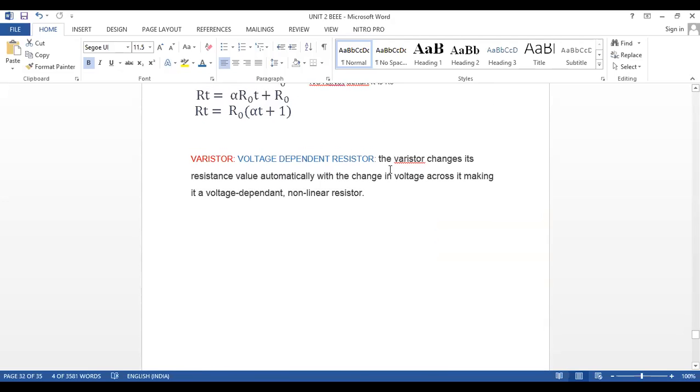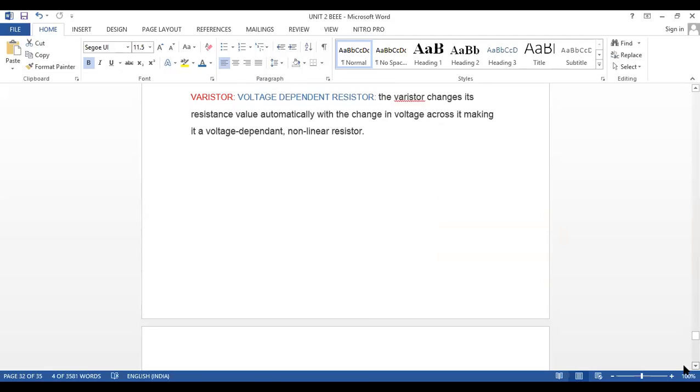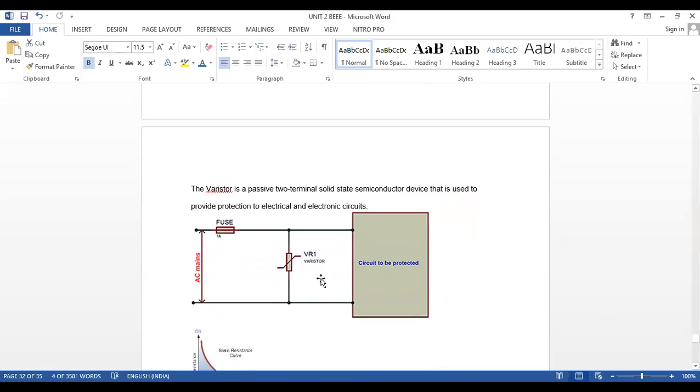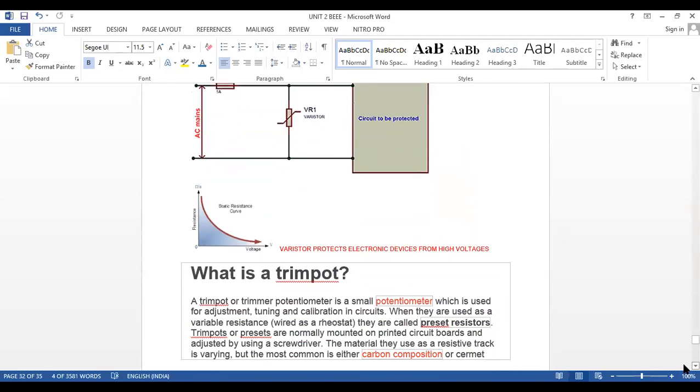Varistor is a voltage dependent resistor. Whenever high voltages are present in any circuit, the varistor changes its resistance value automatically and provides constant voltage to the electronic circuit or electronic device. Okay, here the information is present and it is mentioned. Now we'll see this one.